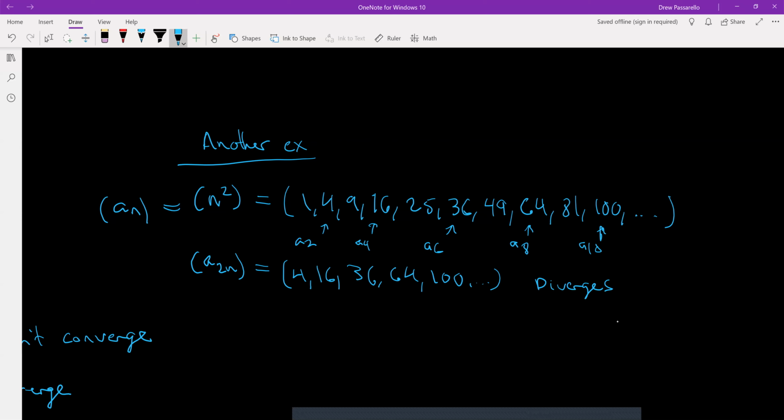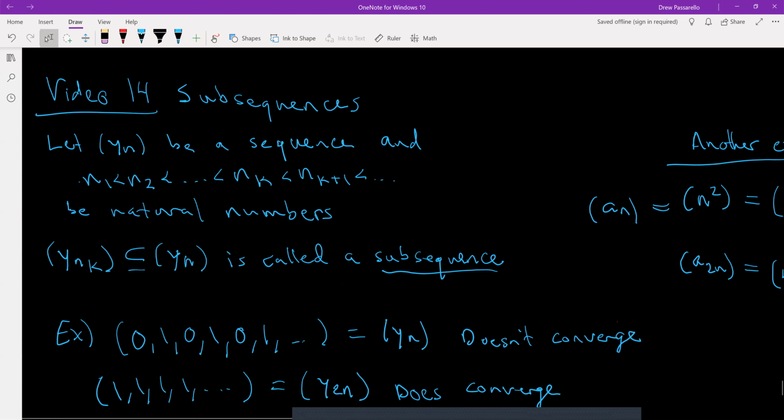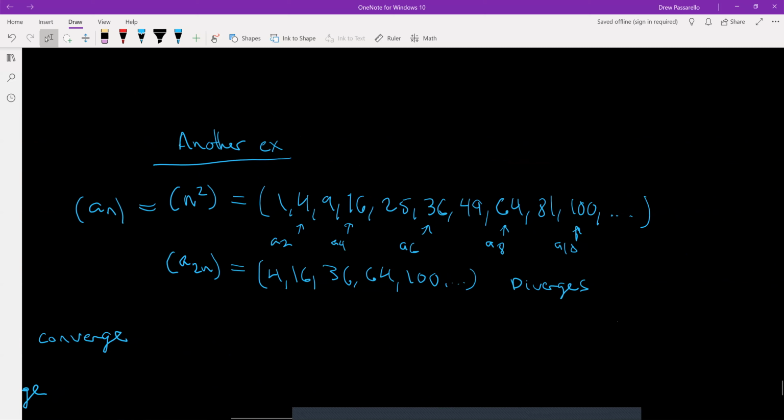So it doesn't have to be that the subsequence converges. That was just an example where I found a subsequence of 1s from the sequence alternating between 0 and 1 that does converge. Right now I'm just pulling the terms with even indices, and that's going to be 4, 16, 36, and so forth.